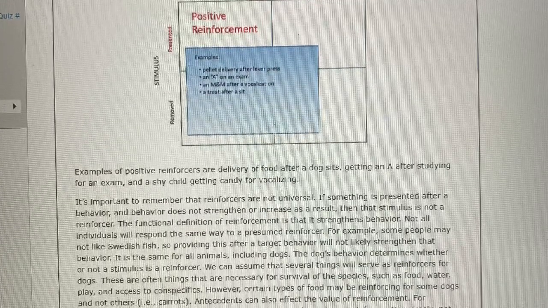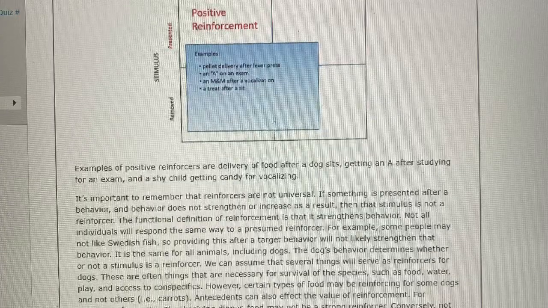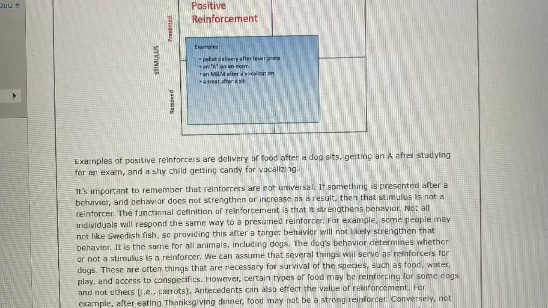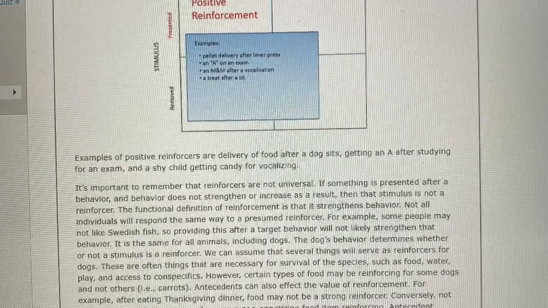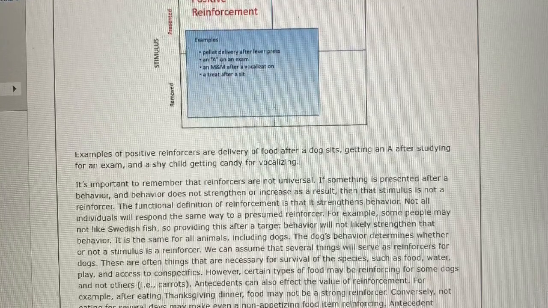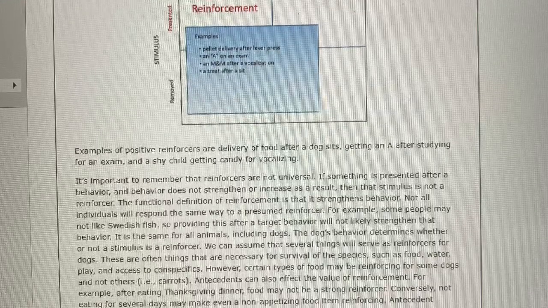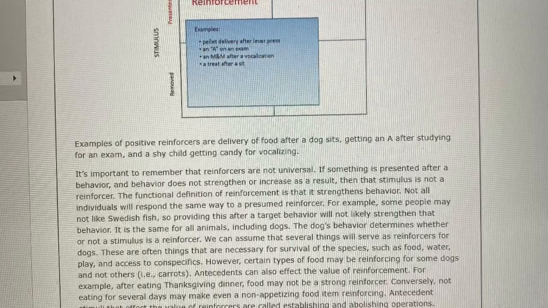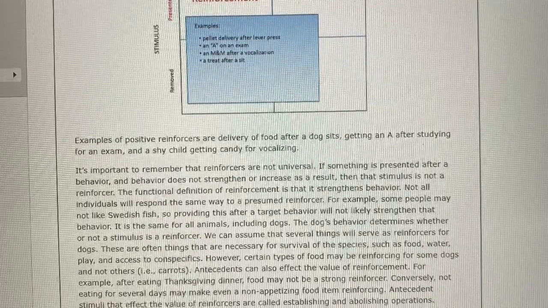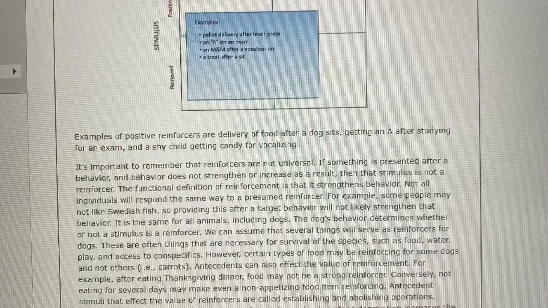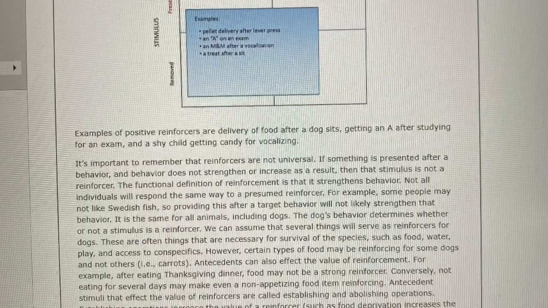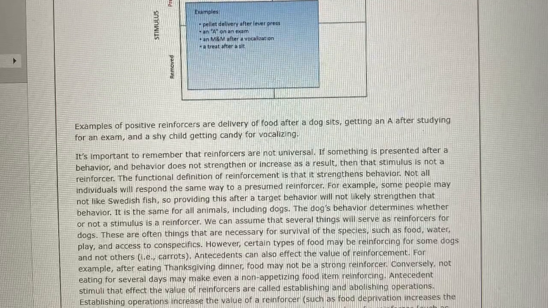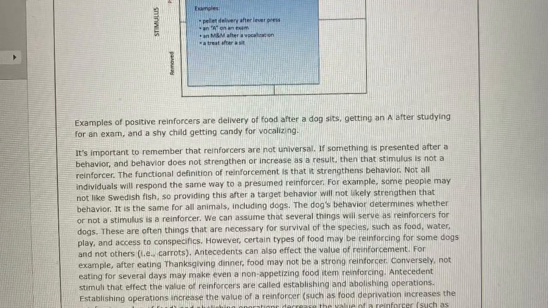We can assume that several things will serve as reinforcers for dogs. These are often things that are necessary for survival of all species, such as food, water, play, and access to conspecifics. However, certain types of food may be reinforcing for some dogs and not others, like carrots. Antecedents can also affect the value of reinforcement. For example, after eating Thanksgiving dinner, food may not be a strong reinforcer. Conversely, not eating for several days may make even a non-appetizing food item reinforcing.